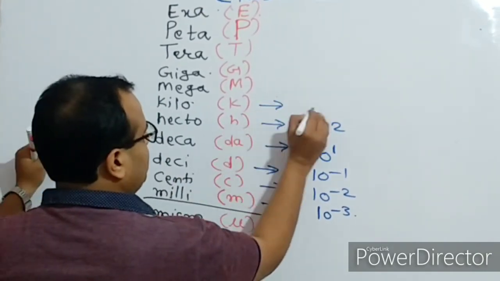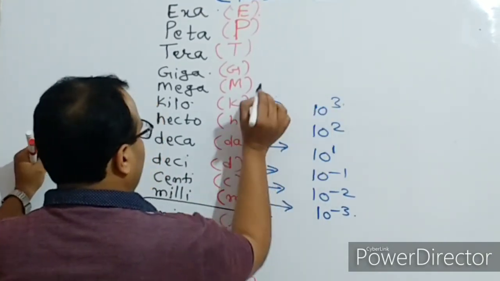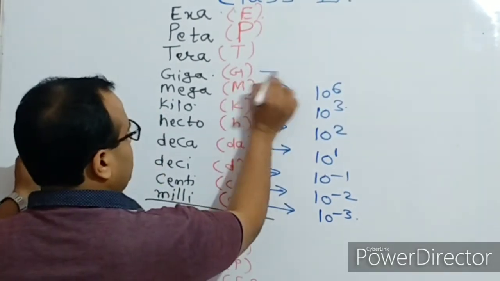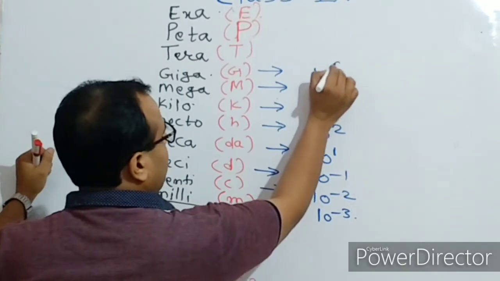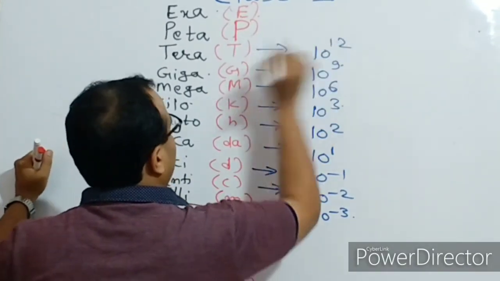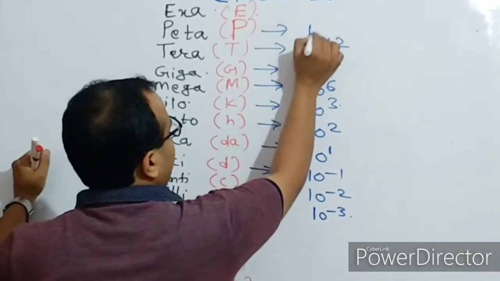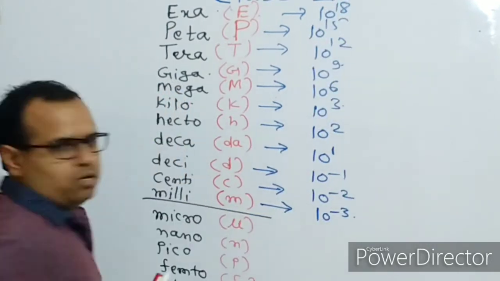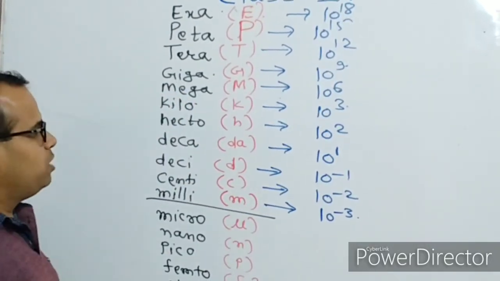Kilo stands for 10 raised to the power 3. Mega stands for 10 raised to the power 6. Giga stands for 10 raised to the power 9. Tera stands for 10 raised to the power 12. Peta stands for 10 raised to the power 15. Okay, exa stands for 10 raised to the power 18.